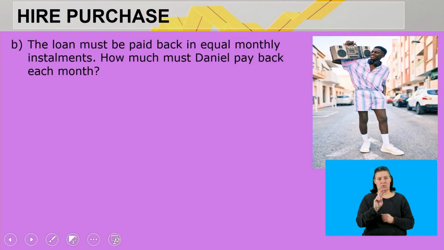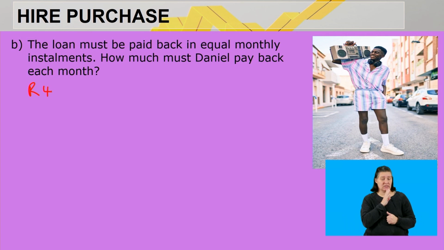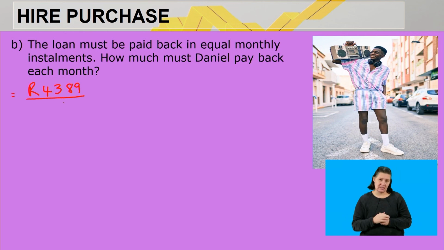Let's now move on to our next question, question 1B. It says, the loan must be paid back in equal monthly installments. How much must Daniel pay back each month? Remember, the total amount to be paid back is 4,389 Rand, and he has 3 years to pay back this money. So I say 4,389 Rand divided by 36 months. How did I get to 36? I took the 3 years multiplied by 12. Let's type that in.